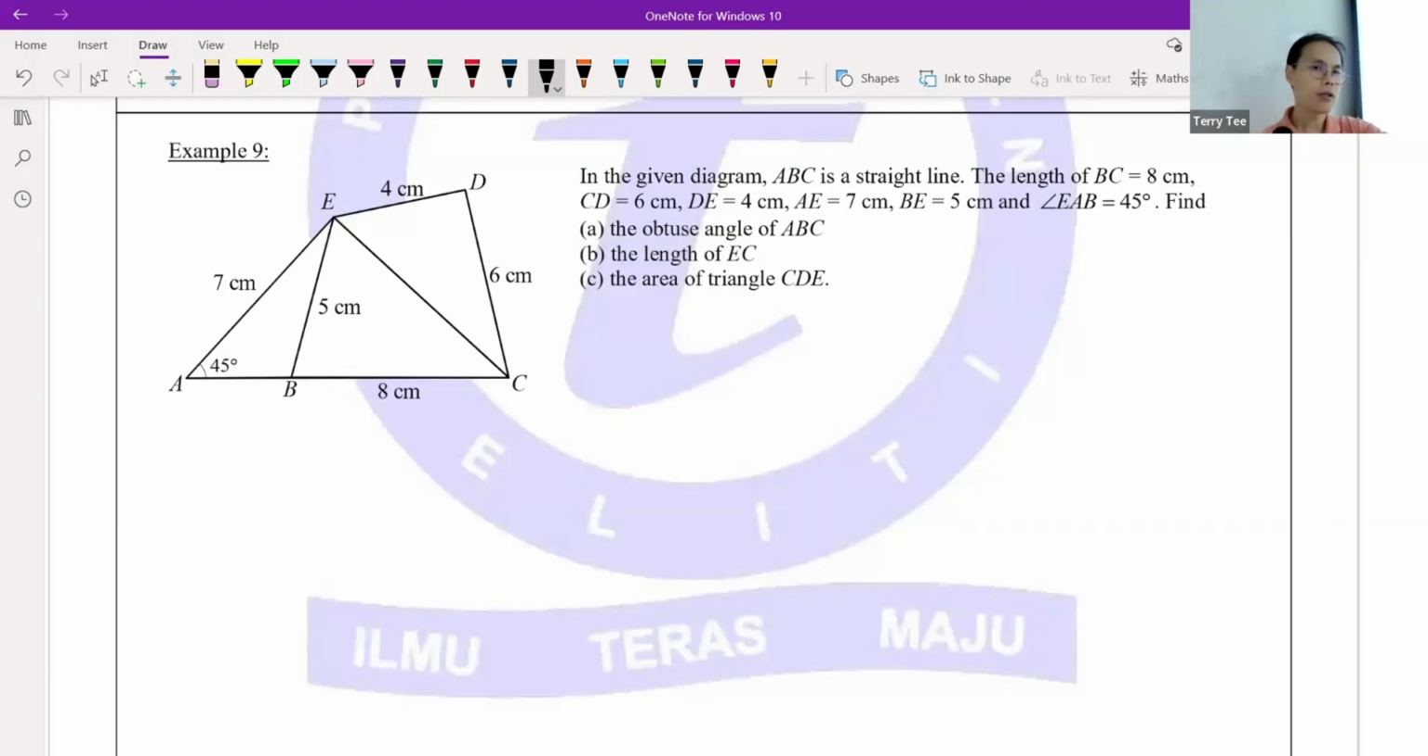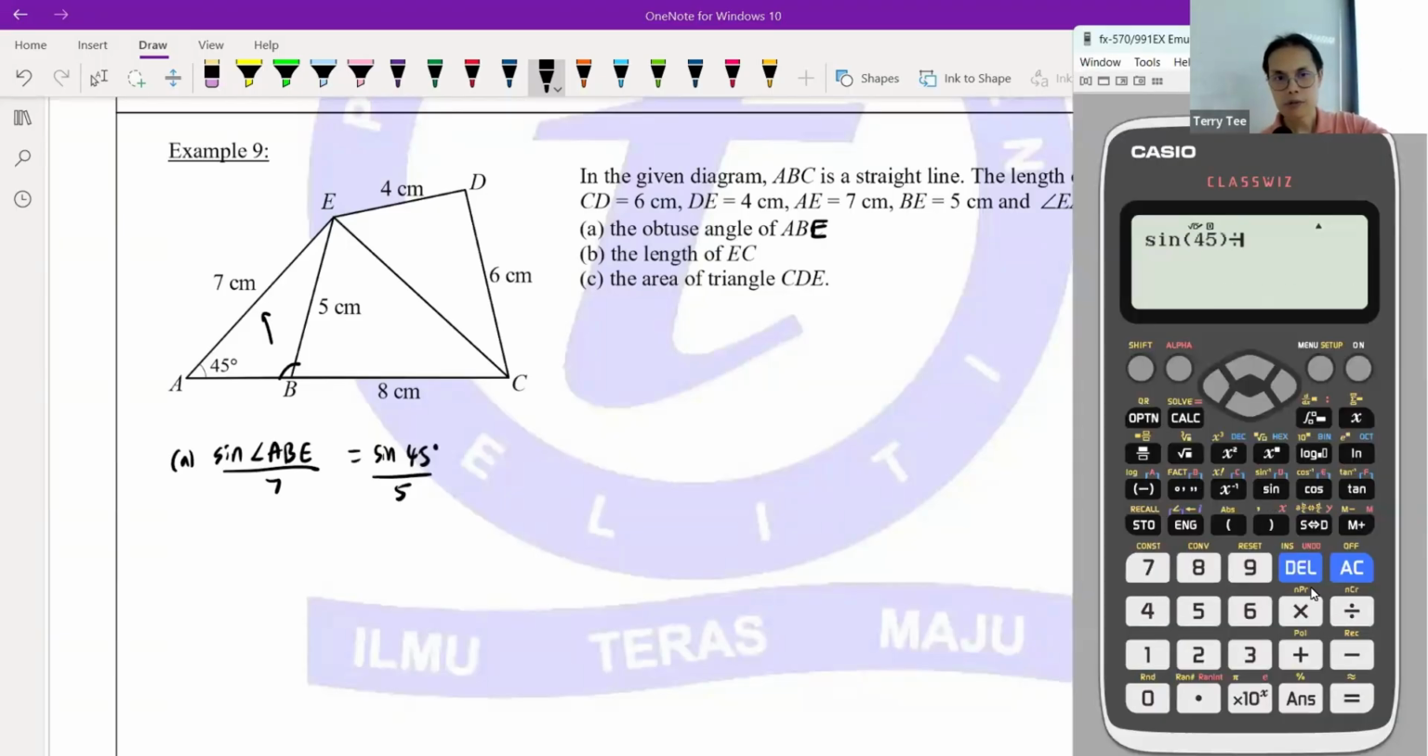Okay, so first of all, we want to find the obtuse angle ABE. They already said obtuse angle ABE, not ABC. ABC is a straight line, right? So to find this obtuse angle ABE, we need to use the sine rule. Sine of angle ABE divided by 7 equals sine 45 divided by 5. Now let's use our calculator. Sine 45 divided by 5 times 7. Whatever we get, shift sine, answer, equals.